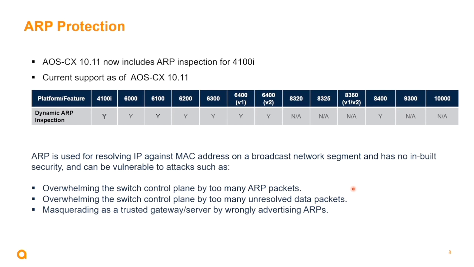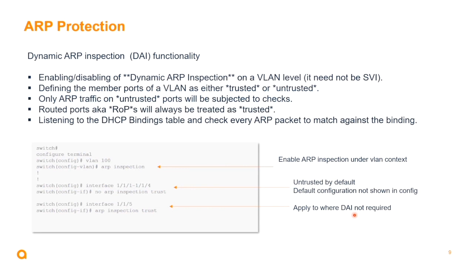Too many ARP packets can overwhelm the switch control plane. Also, if we have unresolved ARP packets, or too many of them, again, this can overwhelm and impact the switch control plane. And we also could have bad actors wrongly advertising ARPs too. So we need to protect against all these types of things. Hence ARP inspection. Just really covering dynamic ARP inspection on Aruba CX.